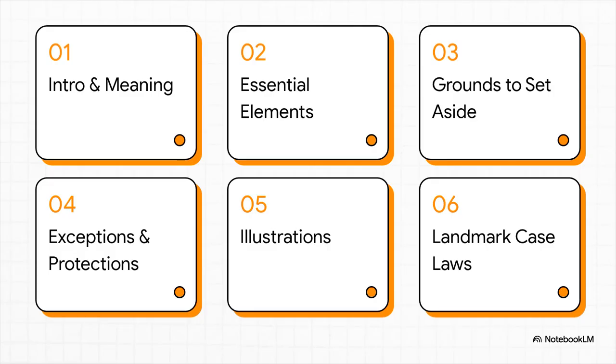On the board, we have our synopsis. 1. Introduction and meaning. 2. Essential elements of transfer. 3. Grounds to set aside. 4. Exceptions and protections. 5. Illustrations of fraudulent transfers. And 6. Landmark case laws. You must begin every KSLU answer script with a clear roadmap exactly like this to demonstrate structural clarity to the evaluator. Let's move straight to the first heading.